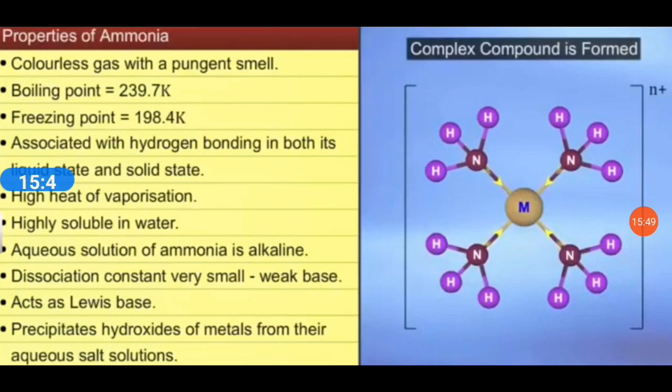Aqueous solution of ammonia is alkaline, that is basic in nature. Dissociation constant very small, that is a weak base. Acts as a Lewis base as it can donate its lone pair of electrons. Precipitates hydroxides of metals from their aqueous salt solutions. A complex is shown due to its ability to give its lone pair of electrons.